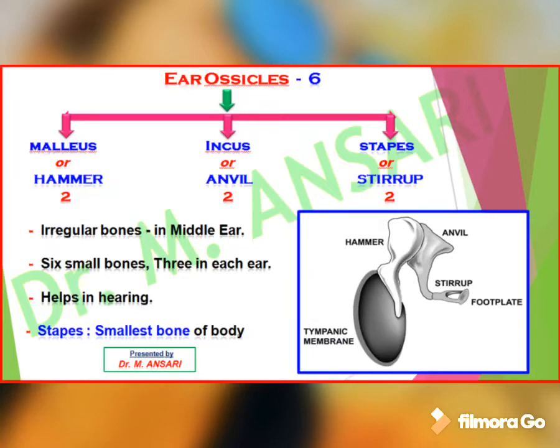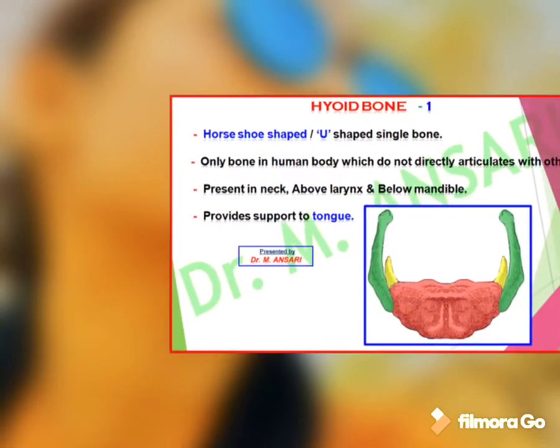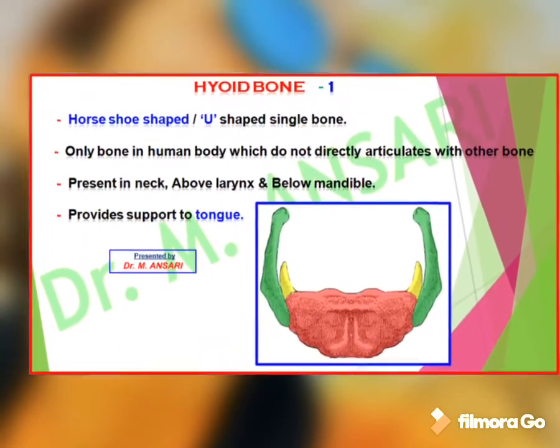These ear ossicles help in hearing. Stapes is regarded as the smallest bone of body. In head region, 1 hyoid bone is also present.